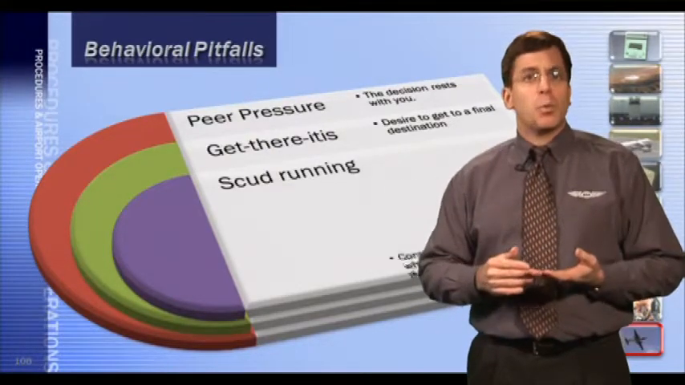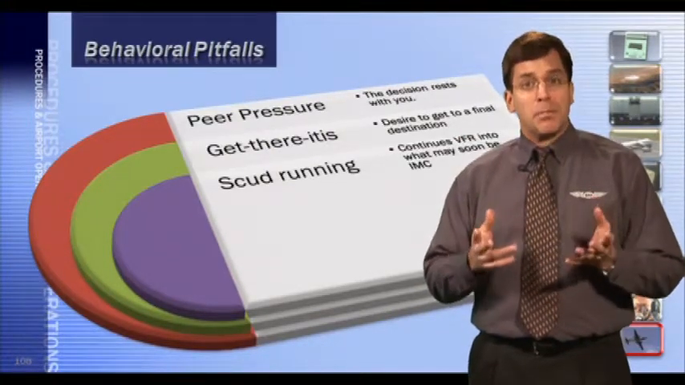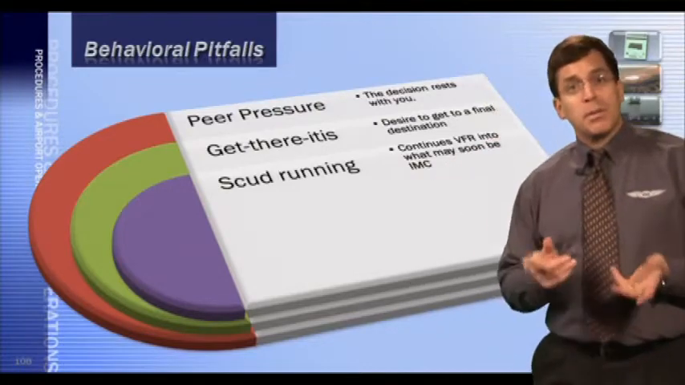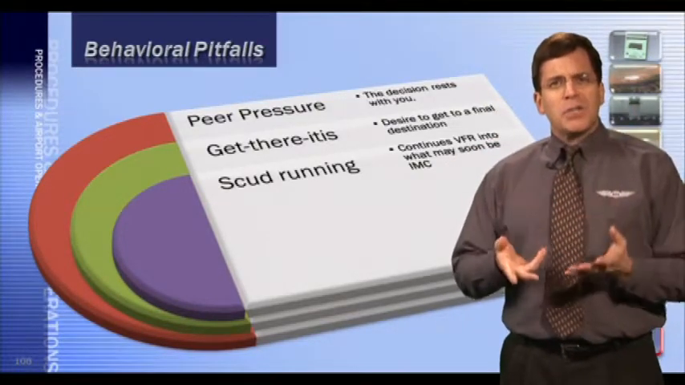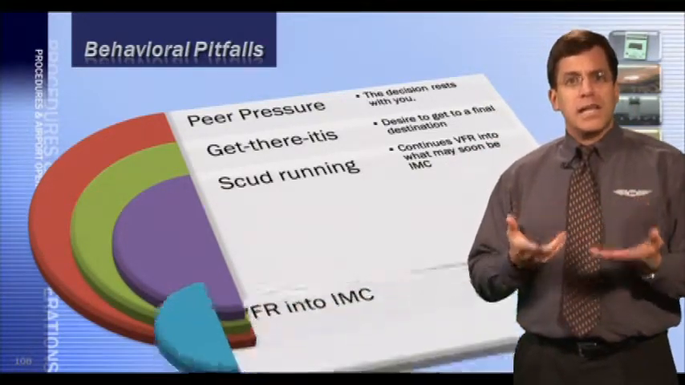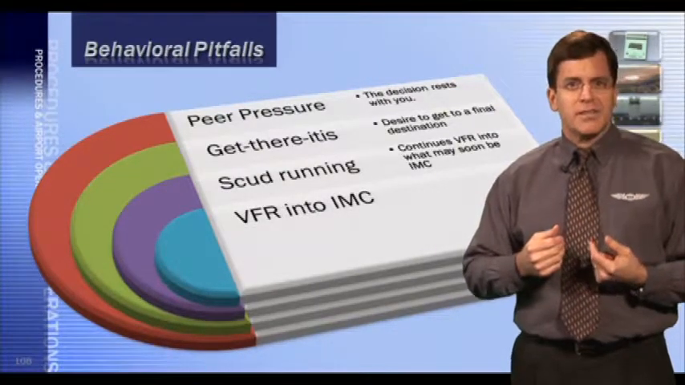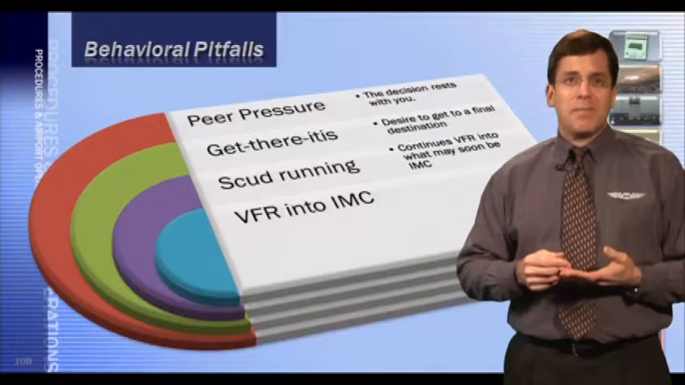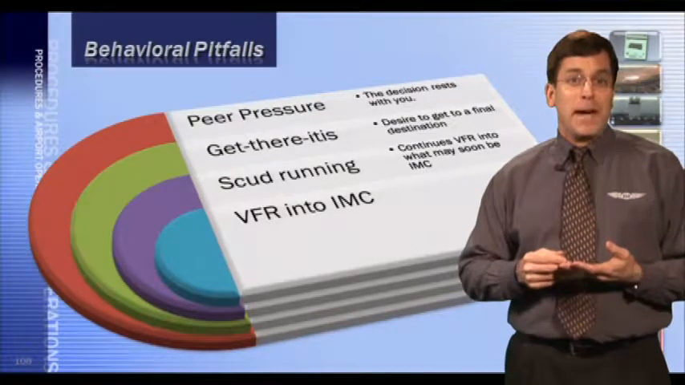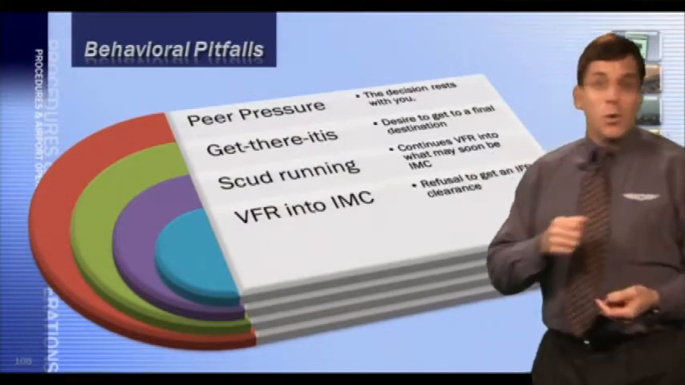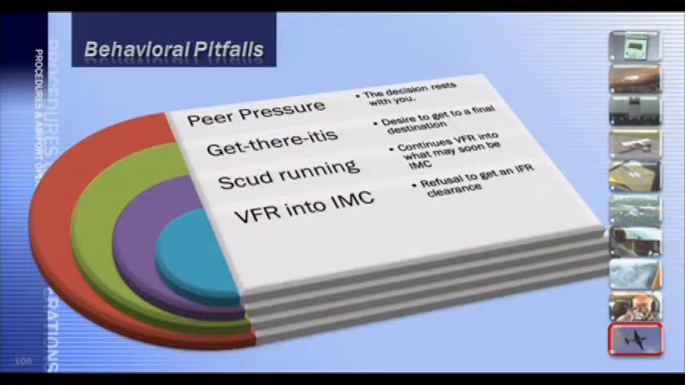Scud running is just one scenario that arises from peer pressure or other behavioral pitfalls. It's part of a general problem called continuing from visual flight rules into instrument conditions. You can fall into this trap if you think you can sneak through an area of bad weather and you don't want to, or you can't, get an IFR clearance. Pressing on often means pressing your luck.